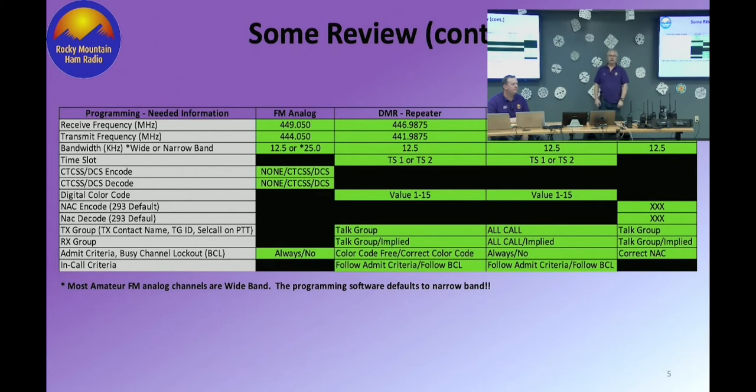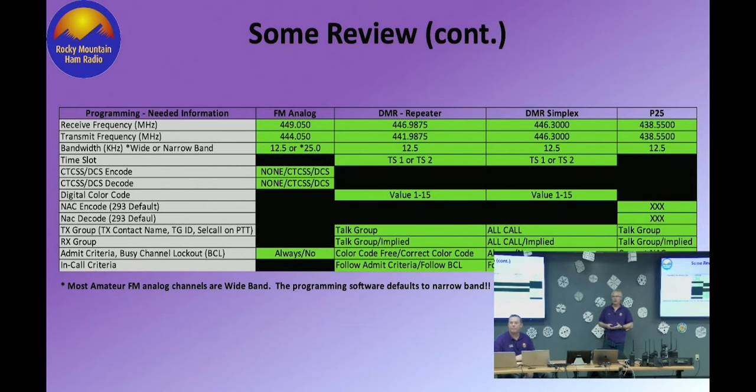And I've put together a graphic to show the pieces that are needed for a code plug. On the left-hand side are some of the frequencies that you'll need. You'll need to be concerned about bandwidth, for DMR the time slot, and your analog access control. The NAC is for P25. We've got talk groups, receive groups, and MIC criteria. So what I tried to do here is show an FM analog. These are the pieces that you can have.